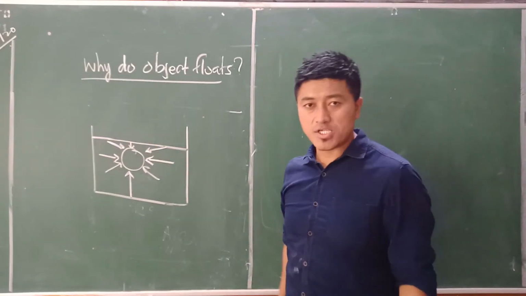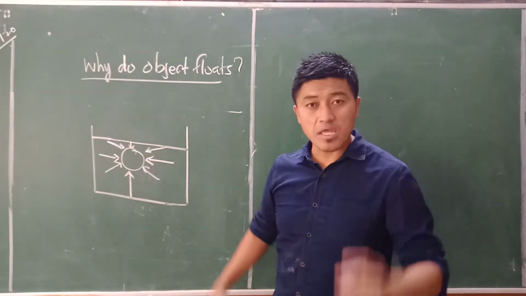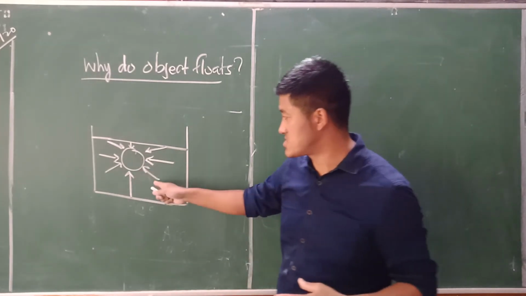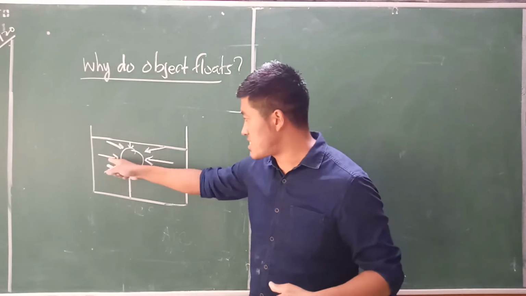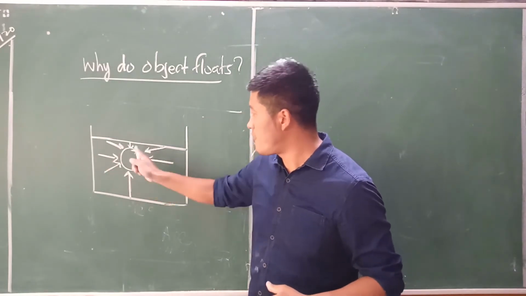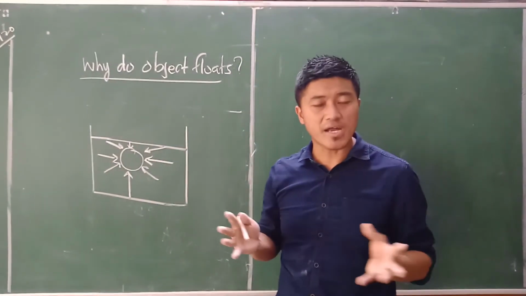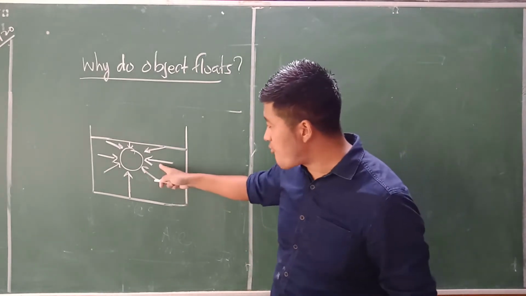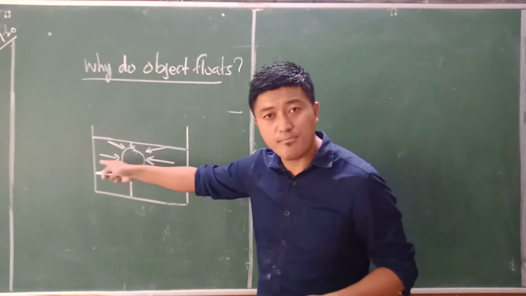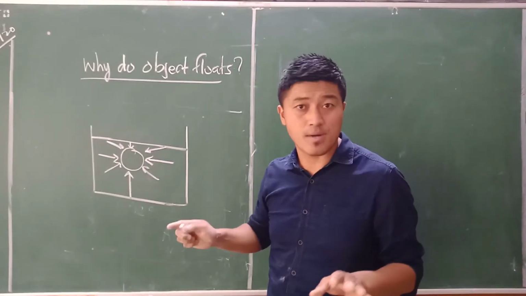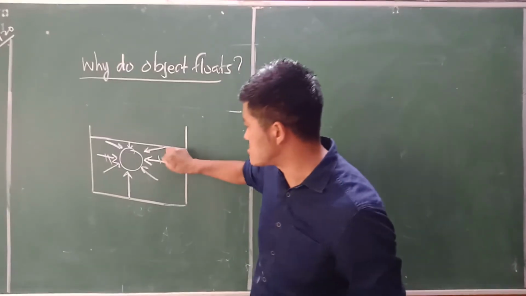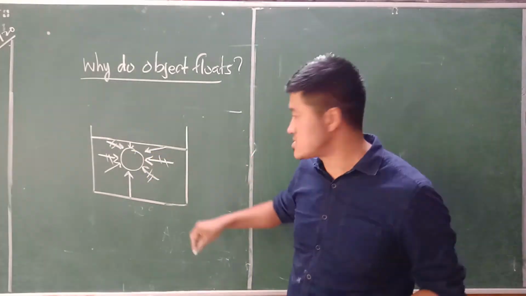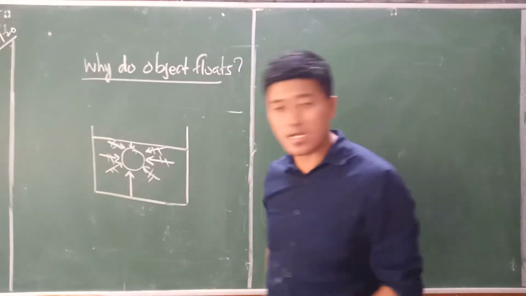Whenever an object is immersed in water, it experiences force from all directions, as you can see here. This direction, this, that, this, upward, downward. In every direction it experiences some force. But as you can see, this force and this force are equal in magnitude. That means they are the same, which is why they cancel out. If you look at this force and that force, they cancel out. This and that, they cancel out.